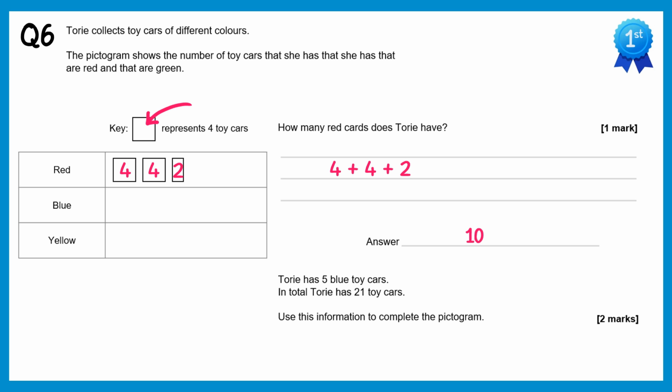For the next part of the question we're told she has 5 blue cars. So if we do 1 square, that's 4 blue cars, and then we need only 1 more, so we need a quarter of a square, so something like this.